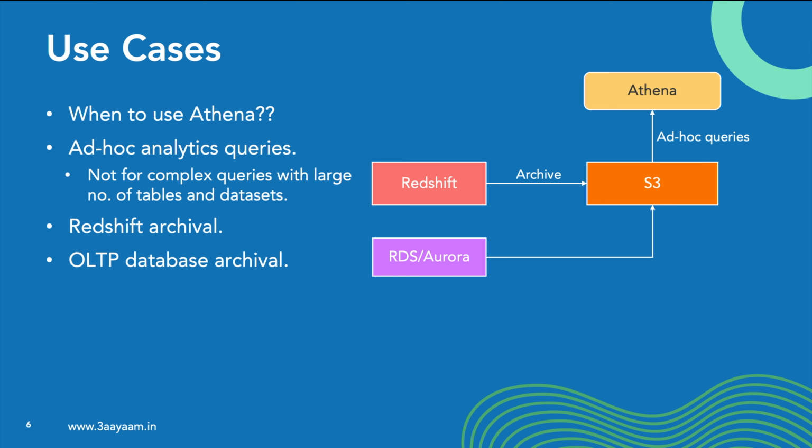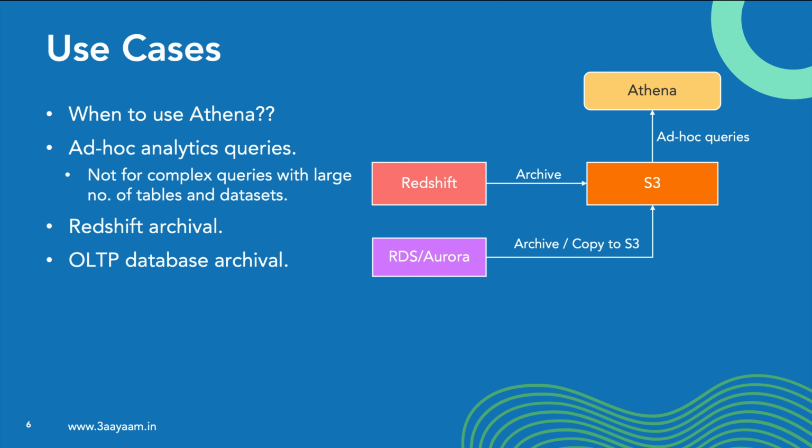So those records can be moved to S3, and then you can use Athena to run ad hoc queries on top of the files that have been moved from RDS or Aurora to S3. Or you can move from RDS and Aurora to Redshift, then archive from Redshift and run Athena on top of it. We use the archive or copy to S3 features in RDS and Aurora to copy the files from various tables to S3.